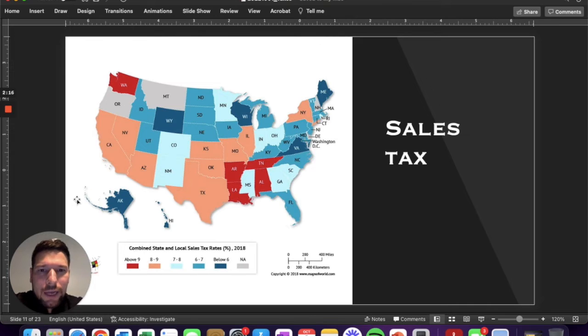And then for sales tax, you can see here the darker blue is a lower state sales tax until you get the orange and the red, and those are higher state sales tax. You can just find your state on there to see what the average sales tax is. And keep in mind, these are combined state and local. State, for example, Ohio has 5.75%, but then there's also an additional county tax depending on where you're purchasing the goods or services.